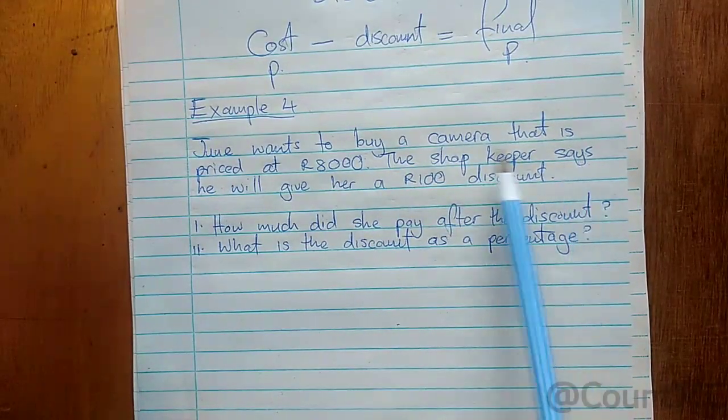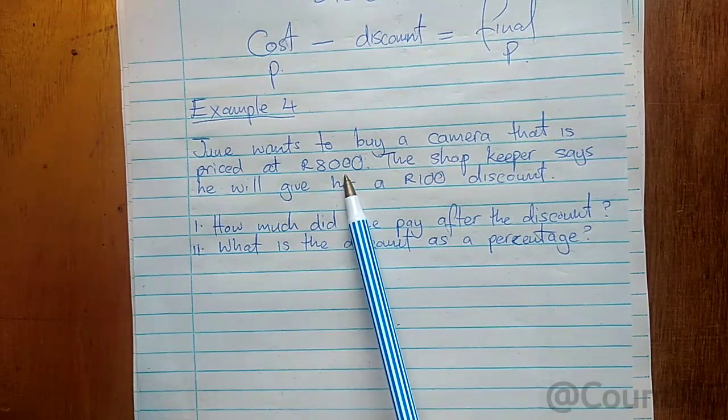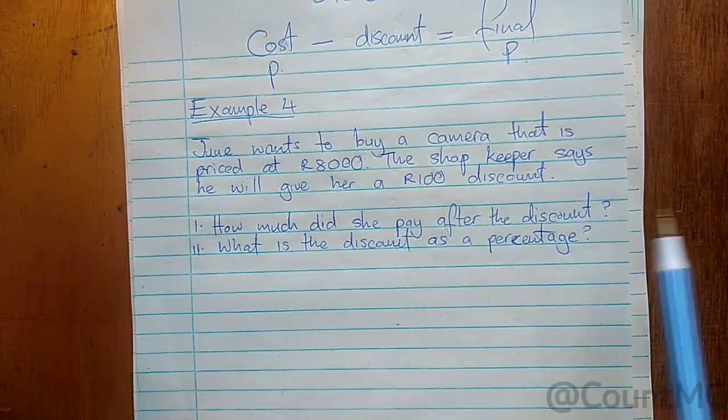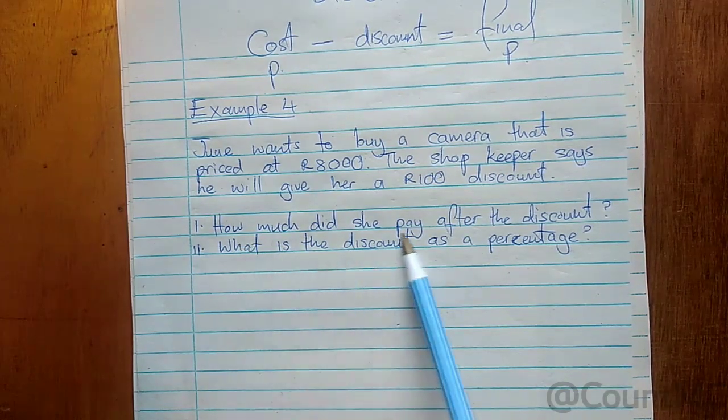June wants to buy a camera that is priced at 8,000 rands. The shopkeeper says he will give a 100 rand discount. How much did she pay after the discount?